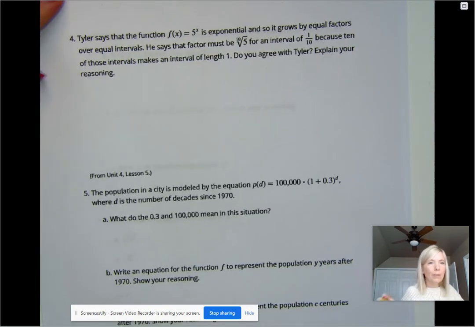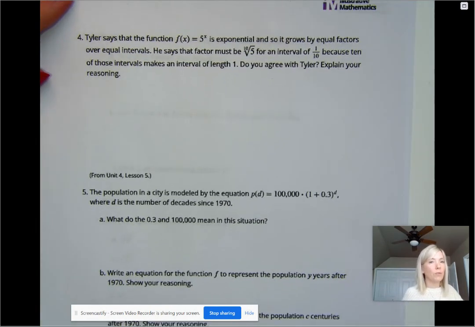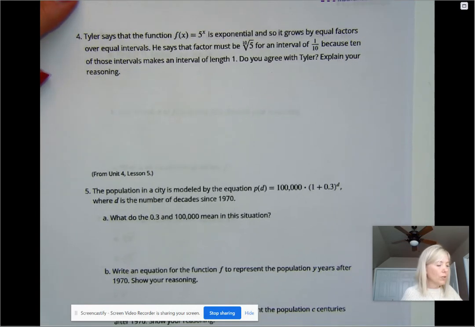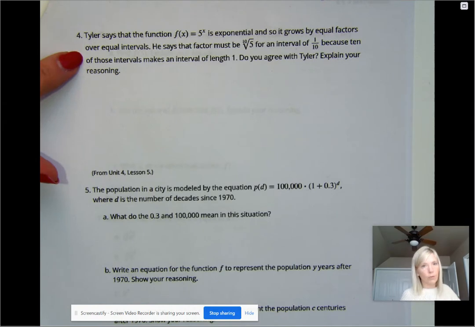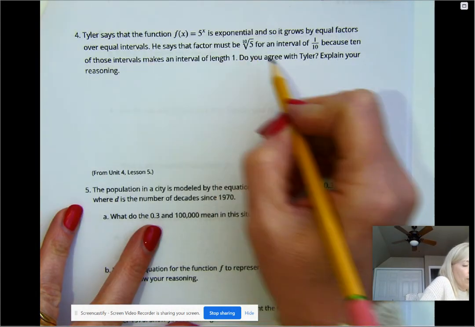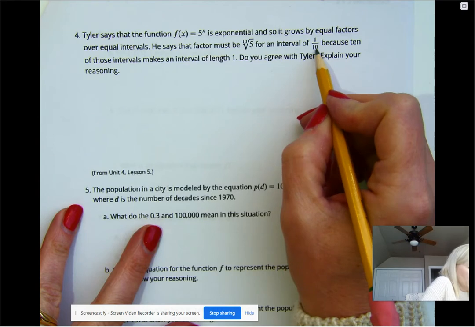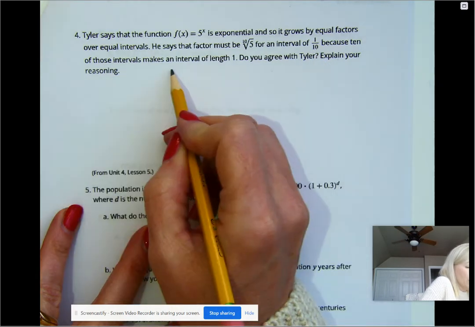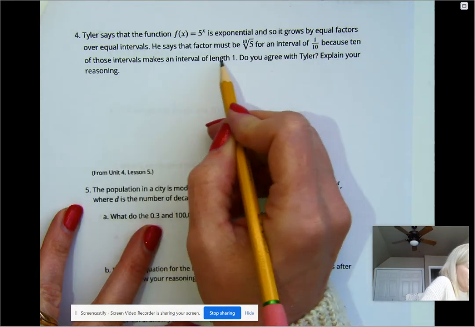Okay, Tyler says the function f of x equals 5 to the x is exponential, so it grows by equal factors over equal intervals. That is true. He says that the factor must be the 10th root of 5 for an interval of 1/10, because 10 of those intervals makes an interval of length 1. Do you agree with Tyler?